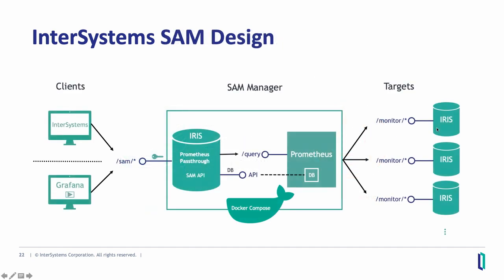So here's a graphical representation of what the SAM design is. It's showing on the left the client side, being InterSystems' own provided UI or using some open source tool, again, such as Grafana. In the middle is the SAM Manager, which is a container-based solution that couples together Prometheus and InterSystems IRIS. And on the right are any number of target nodes that are to be scraped by Prometheus. Any questions on this? I know I said a lot of words. It's late in the day. Any questions on SAM itself?